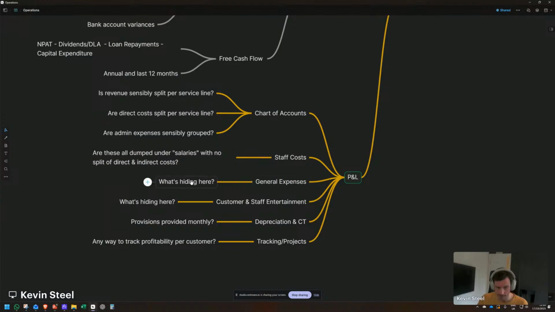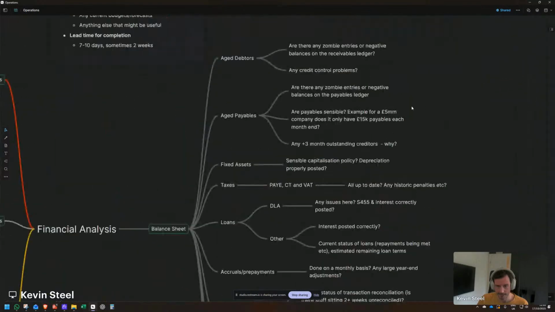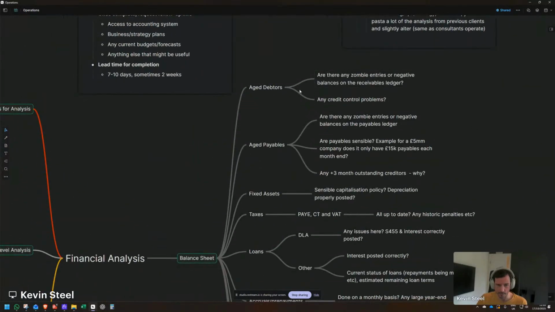Have a look through general expenses, what's hiding there, customer and staff entertainment, depreciation, corporation tax, are there monthly provisions provided, and have a look at tracking / projects. So are we tracking profitability per customer, for example? Sometimes not a huge deal, as they may have that in an external system, but it's always good to see in the accounting software if we can. Then have a look at the balance sheet in a bit more detail.